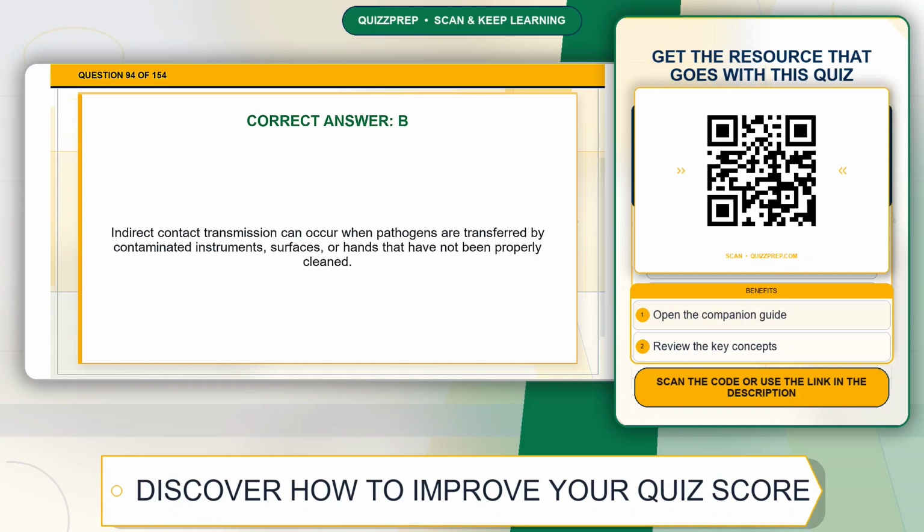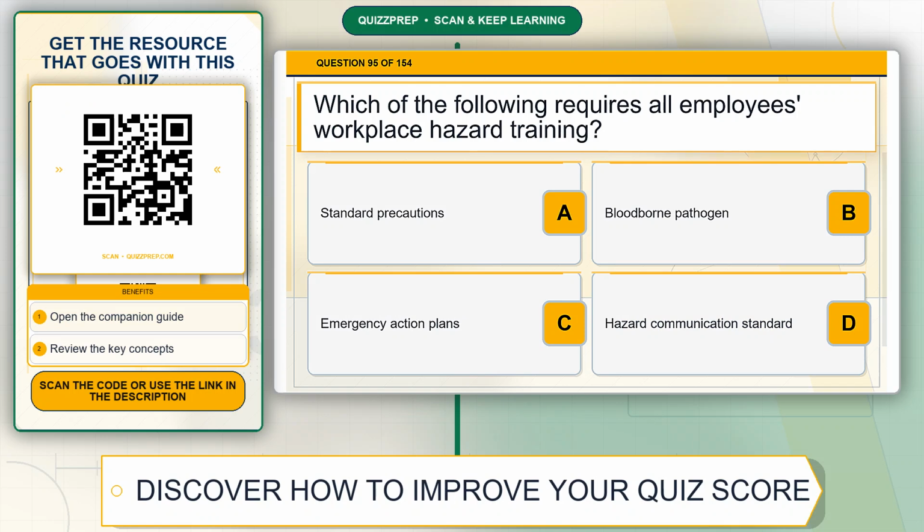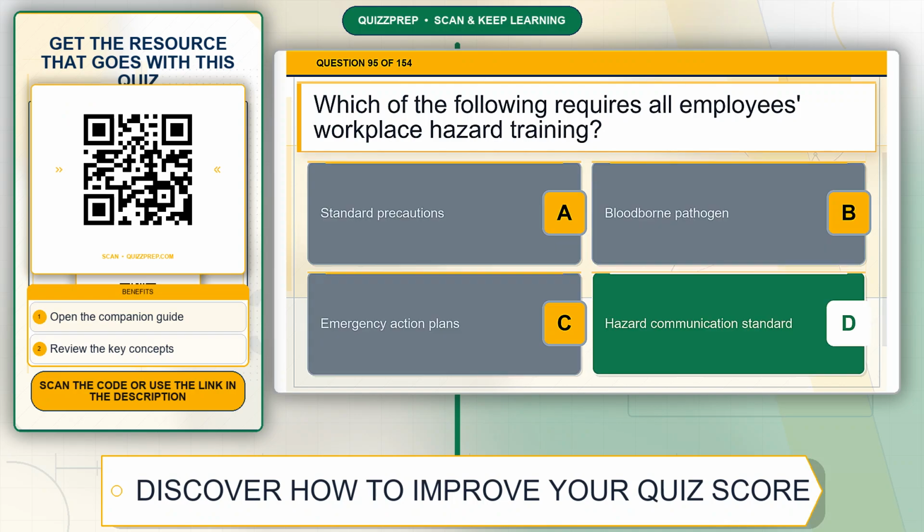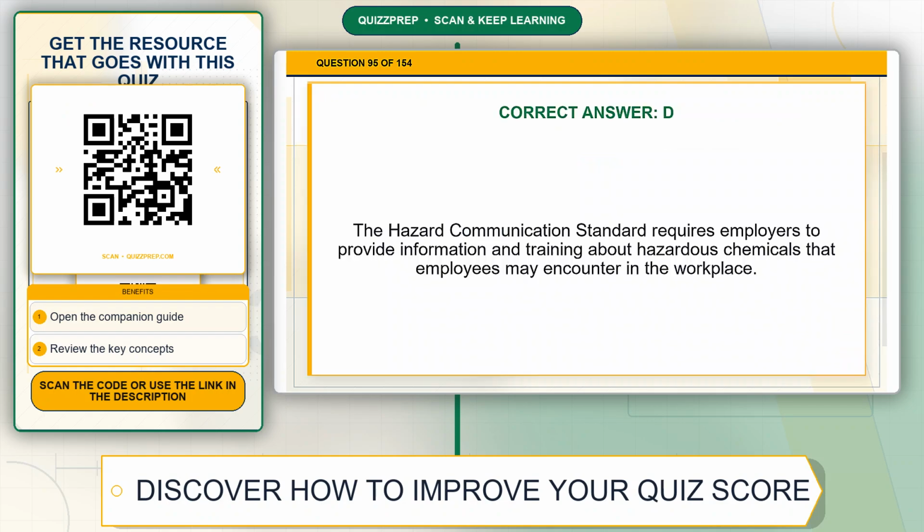Explanation. Indirect contact transmission can occur when pathogens are transferred by contaminated instruments, surfaces, or hands that have not been properly cleaned. Question 95. Which of the following requires all employees to have workplace hazard training? Option A, standard precautions. Option B, bloodborne pathogen. Option C, emergency action plans. Option D, hazard communication standard. The correct answer is option D, hazard communication standard. Explanation. The hazard communication standard requires employers to provide information and training about hazardous chemicals that employees may encounter in the workplace.